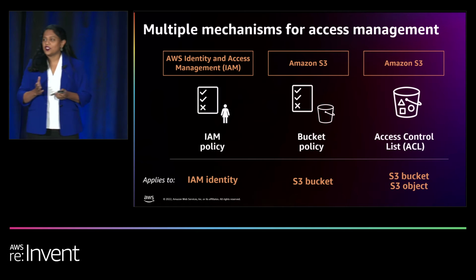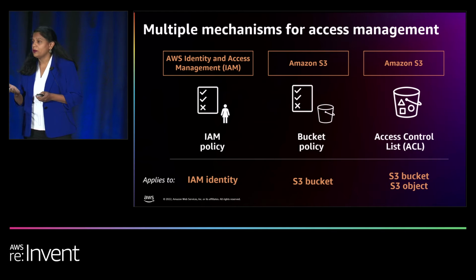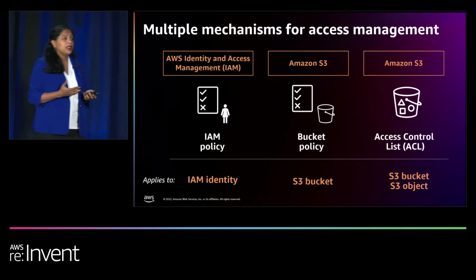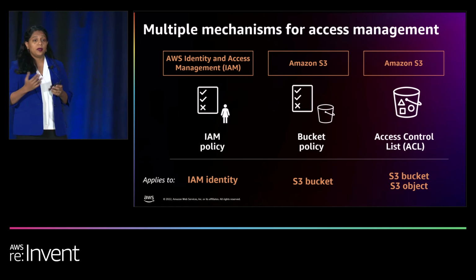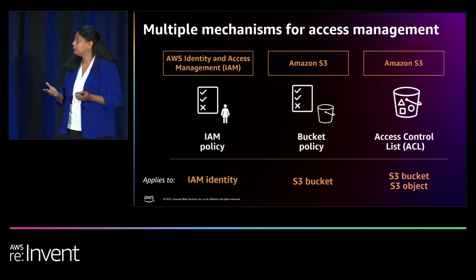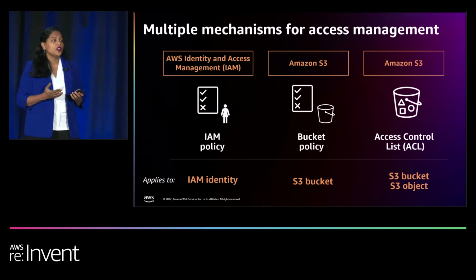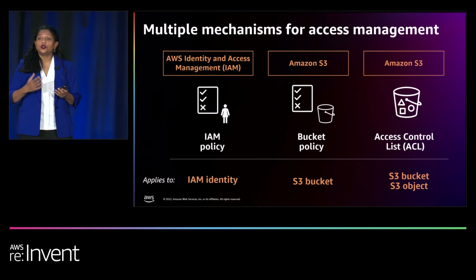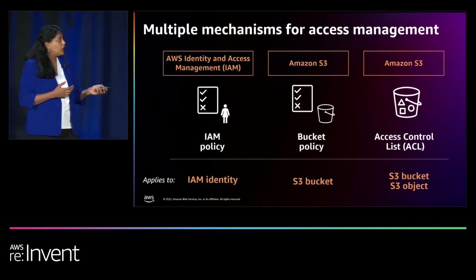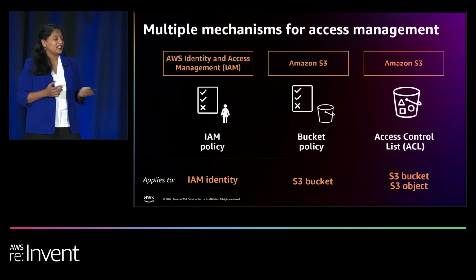ACLs are a legacy access mechanism that actually predate IAM policies and bucket policies. So we at S3 have been recommending our customers to migrate from ACLs to using policies to simplify their access management. And customers have also been asking us for insights into their usage of ACLs and for easy ways to move from them. So we at S3 did just that.